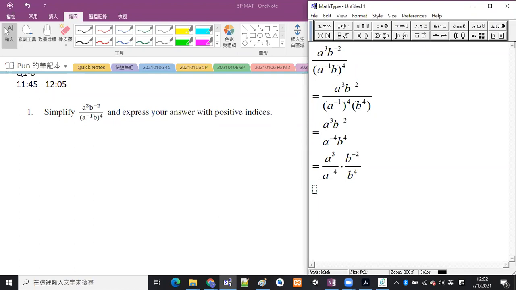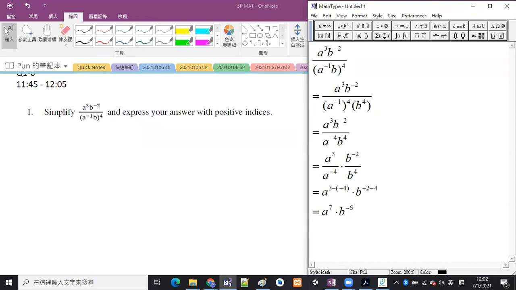Okay, and then for the column part, it is always subtraction of the indexes. So it is a to the power 3 minus negative 4, and then times b to the power negative 2 minus 4. It's always minus, up minus down. Okay, and then you just calculate the subtraction: a^7 times b^-6.